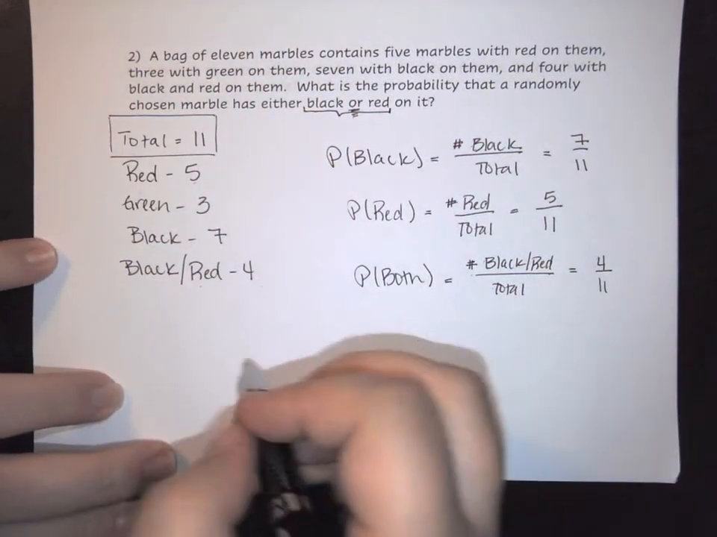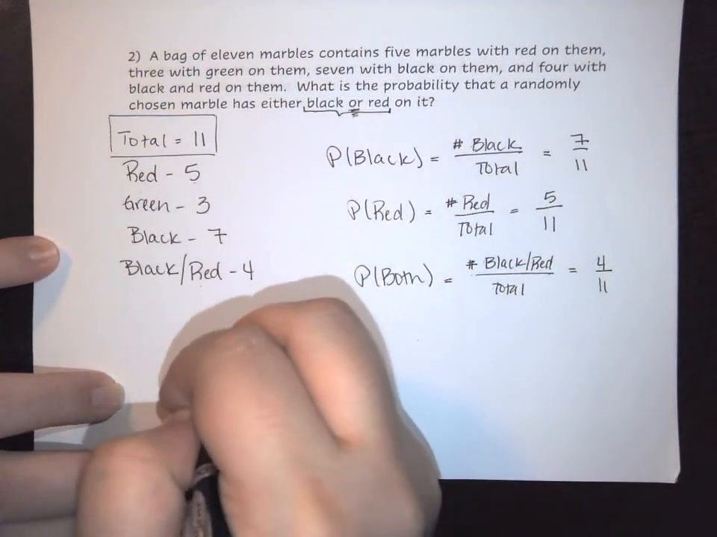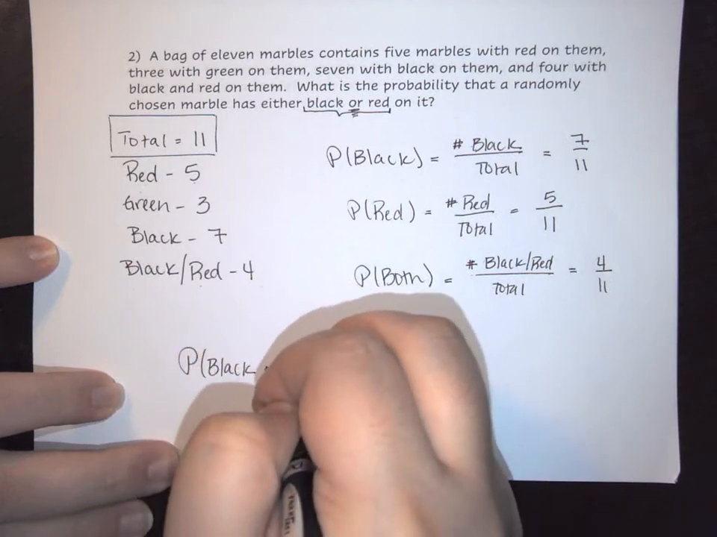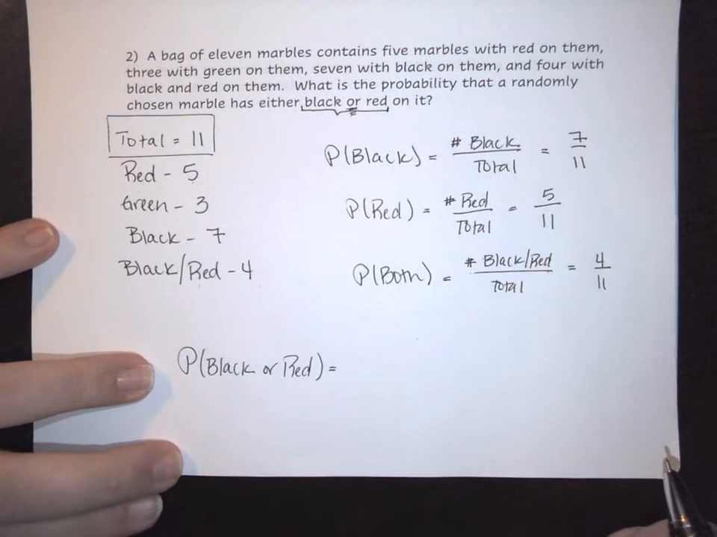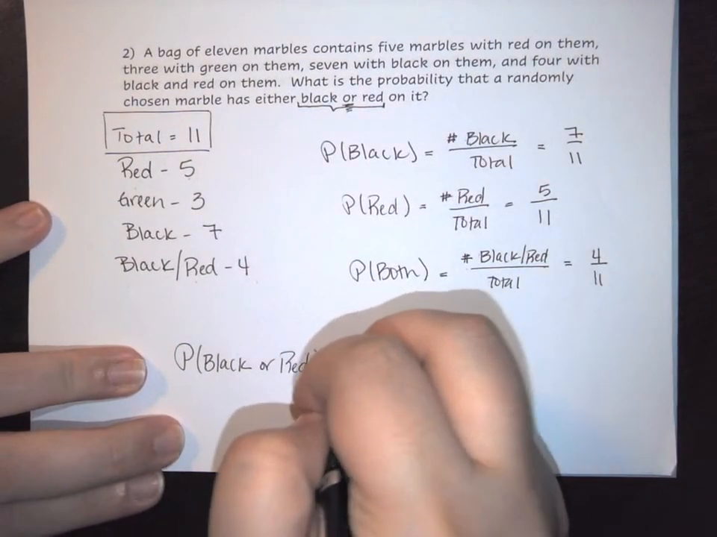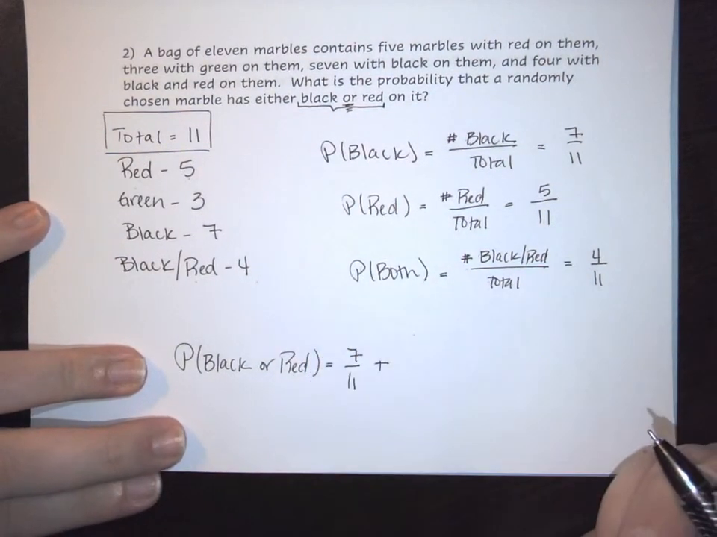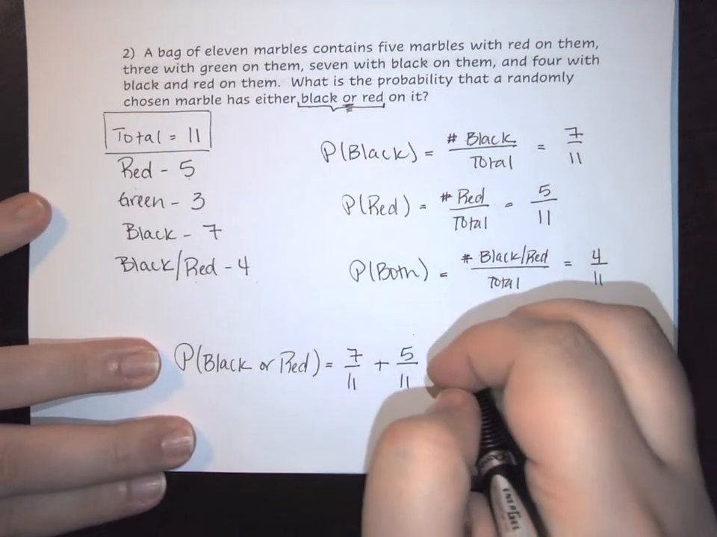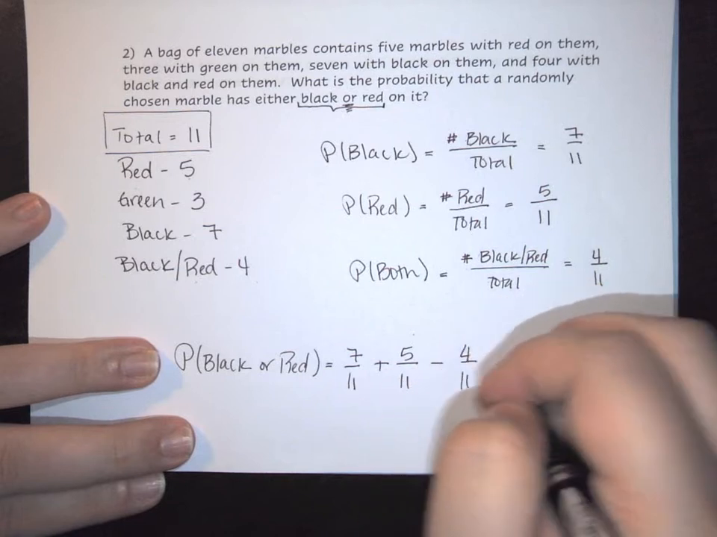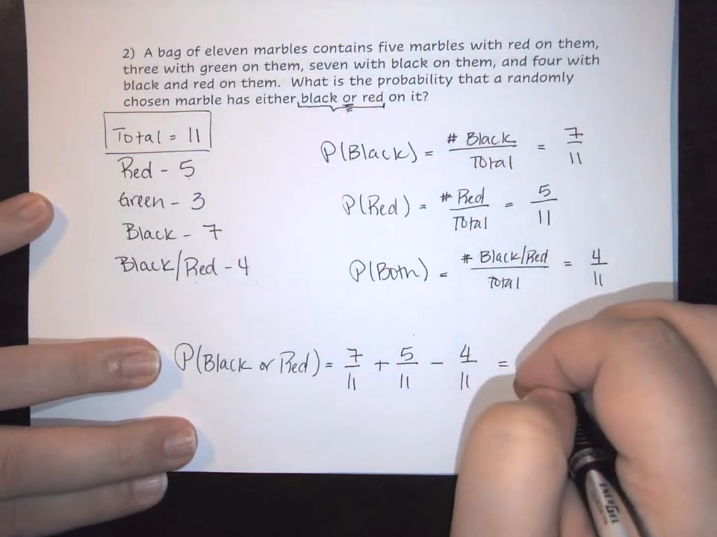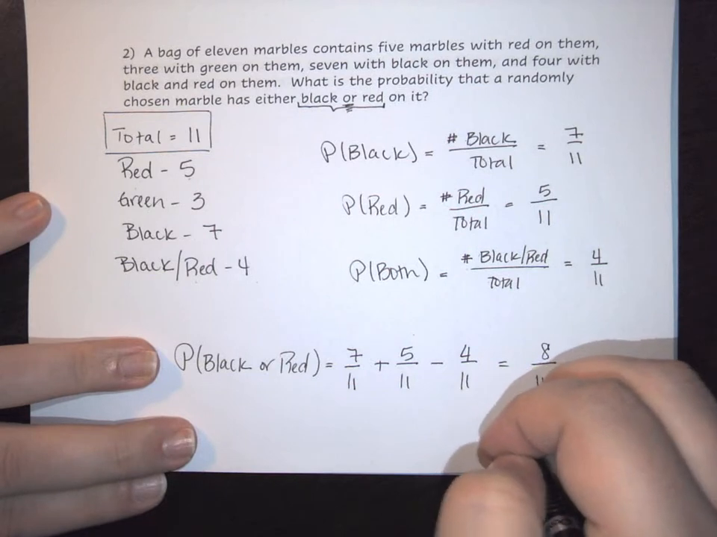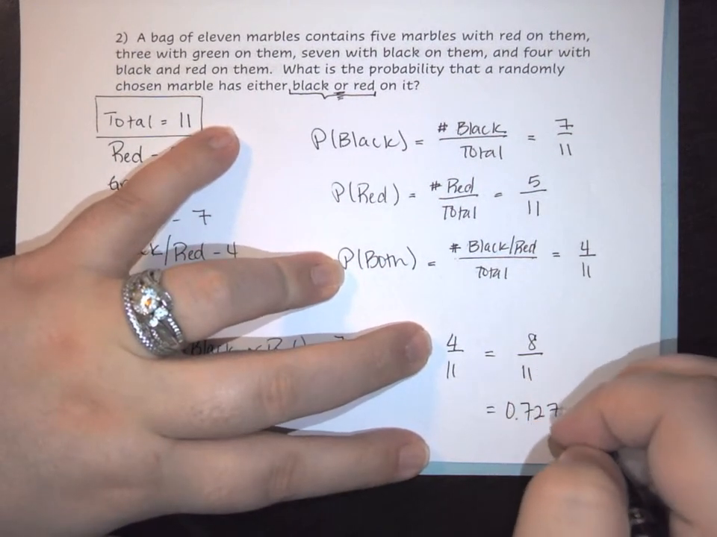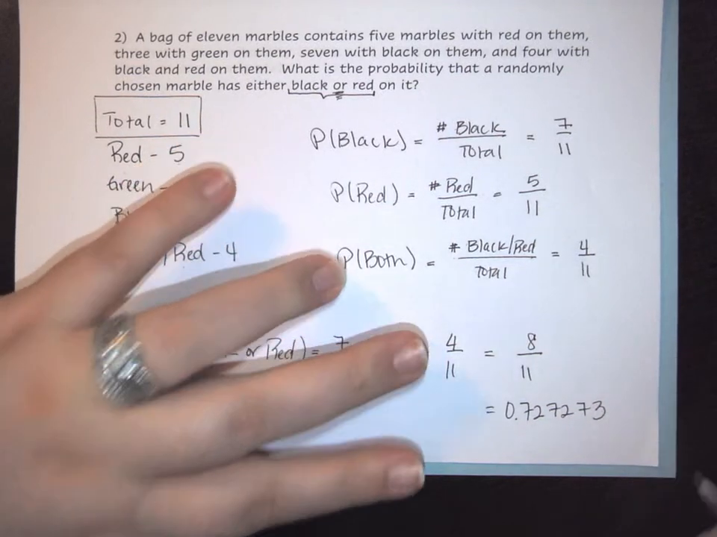So here, if we want to find the probability of getting a black or a red, we would have to do the probability of black, so 7 over 11, plus the probability of red, 5 over 11, minus the probability of both, 4 over 11. In this case, again, we're going to come up with 8 over 11, which we already know from our problem above is 0.727273.